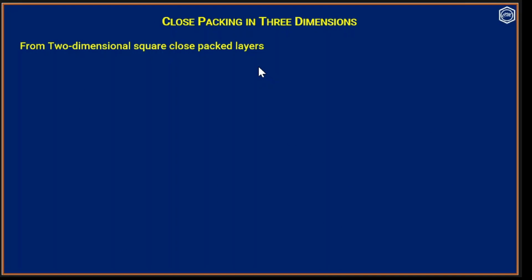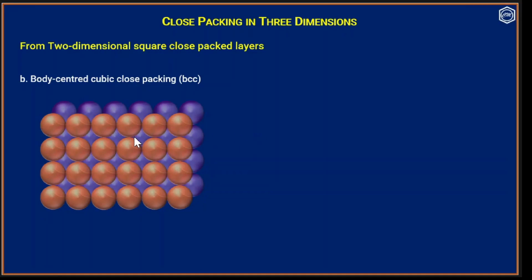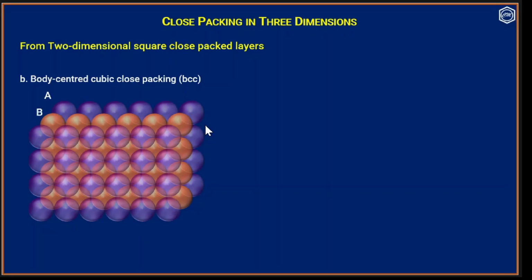One more type of close packing is possible with the 2D square close packed layers, and let us see how. The second layer is placed in the depressions of the first layer and so on. So this is the first layer. Now the second layer atoms are placed in the depressions of the first one. Therefore it forms an AB type pattern. So 4 atoms of the first layer, 1 atom of the second layer and 4 atoms of the third layer.